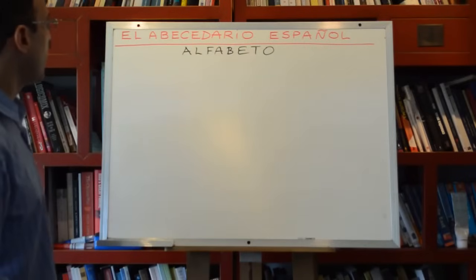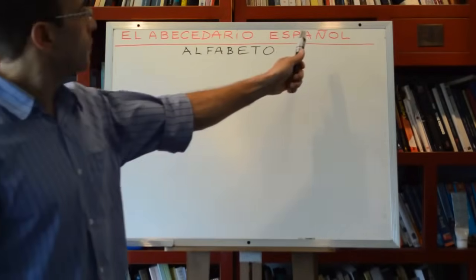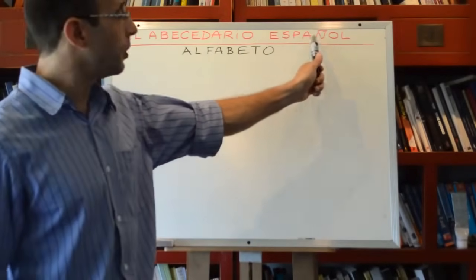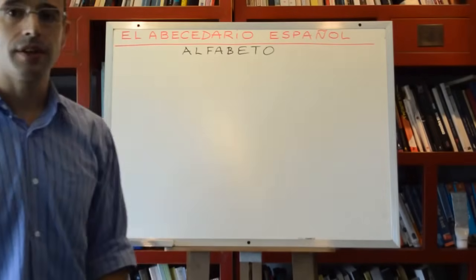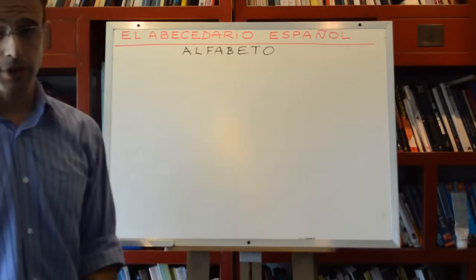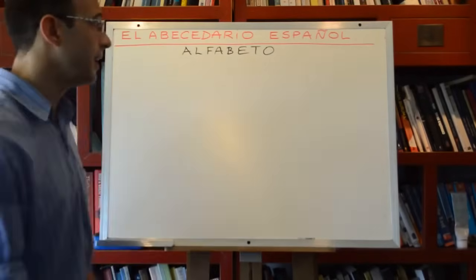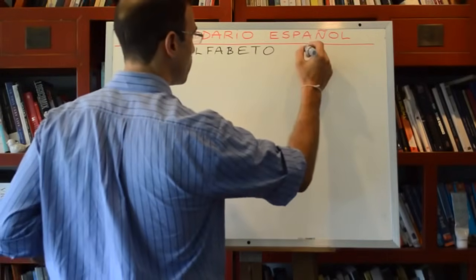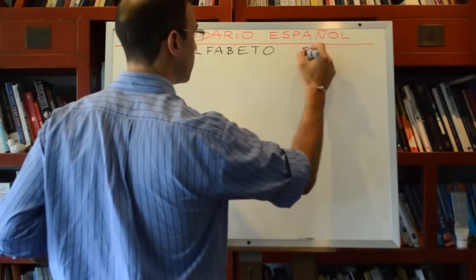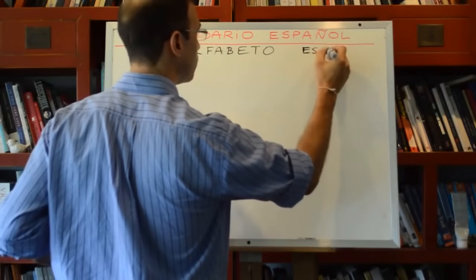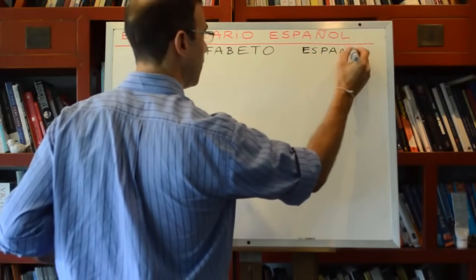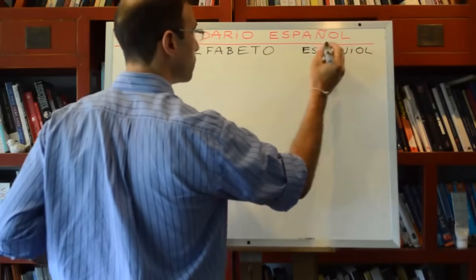Good. I want to focus on the word español. We are using letter ñ, español. If you cannot pronounce ñ correctly, you can say español, right? Which is not exactly sounding the same, but it is very similar, okay? Español, if you cannot pronounce ñ.